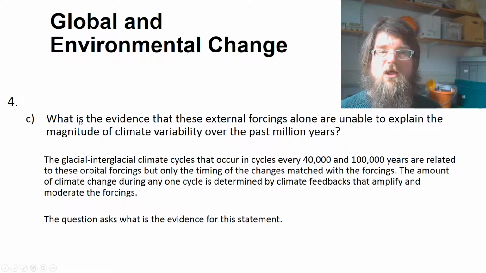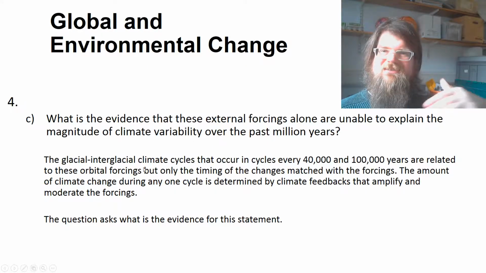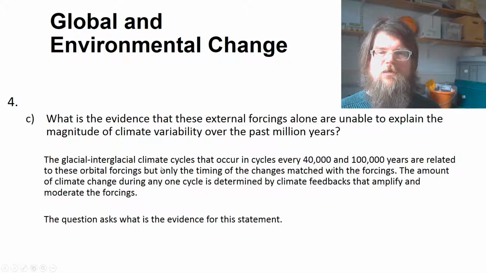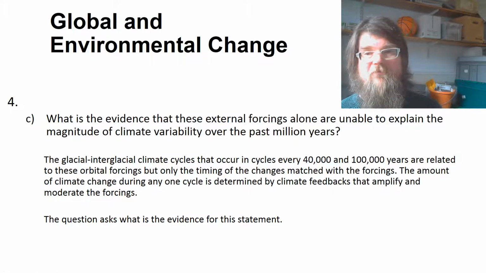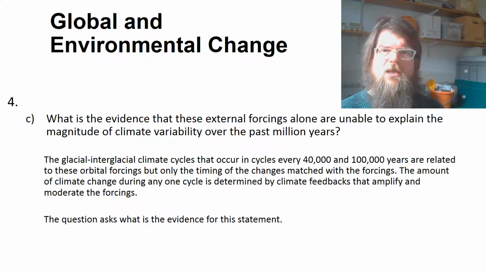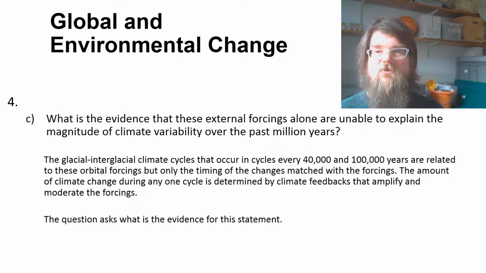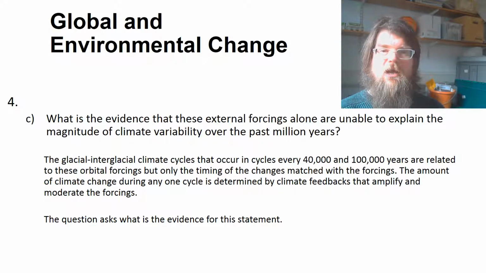So the question implies that this is true. The question implies that the external forcings from these orbital variabilities cause climate change, so that's given in the question. But the important thing that hopefully you remember from the lectures is that the timing of these climate changes matches very well with the timings of the changes of the orbital forcings, but the magnitude does not.